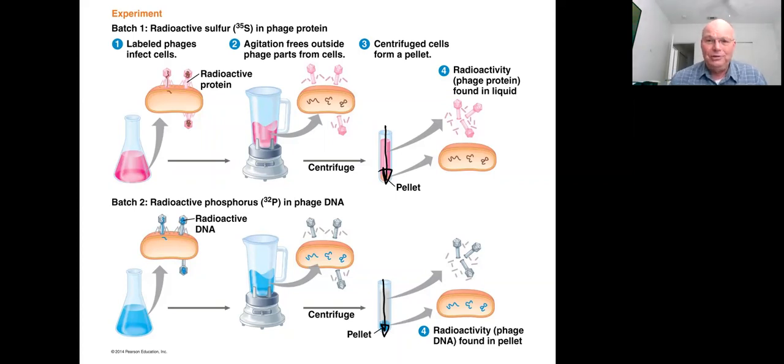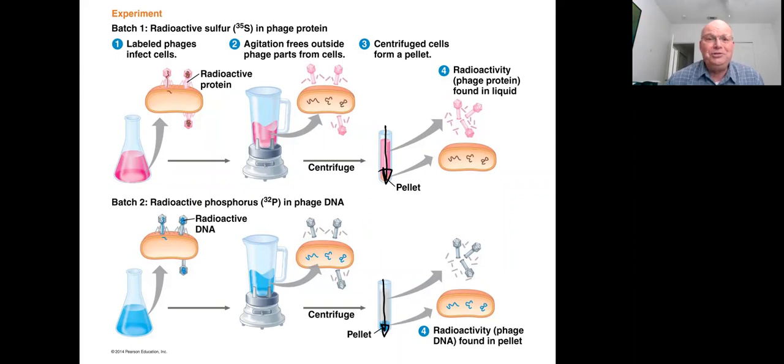So when they checked the solution, they only ever found the sulfur-35 there. The sulfur-35 never ever got into the pellet, indicating that the viral proteins always remained on the outside of the E. coli cells. They never got inserted into the bacterial cells because the sulfur-35 never got in there. When they went checking for the presence of the phosphorus-32, however, that was always in the bacterial cells. It was never in the supernatant, indicating that the viral DNA entered into the bacterial cells. It didn't remain in the remnants of the virus particles.